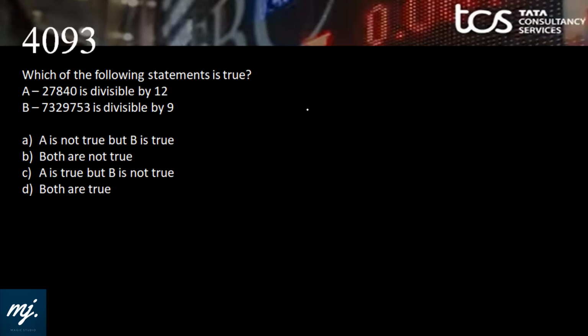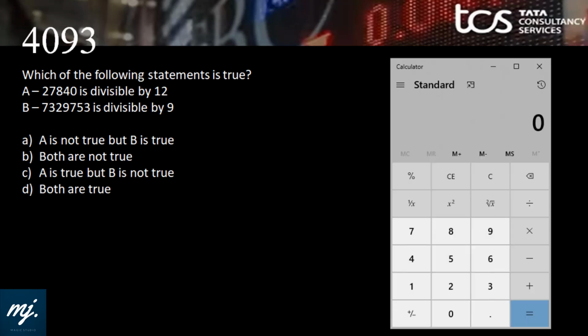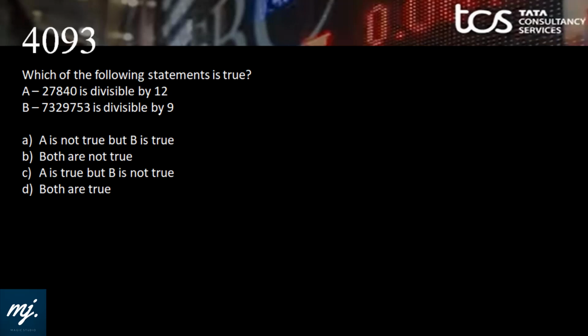This one is from number system. Which of the following statements is true? A: 27840 is divisible by 12. Let's check this. 27840 is divisible by 12. Yes. And B: 7329753 is divisible by 9. Yes, that is also divisible by 9. That means both statements A and B are correct. That means both are true.